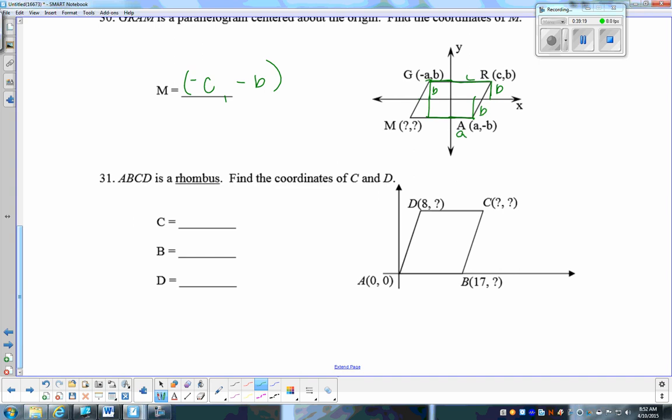31, ABCD is a rhombus. Find the coordinates of C and D, and this time we have actual numbers. So we know D is 8, so if we drop our perpendicular to see the distances, this little distance is 8. We don't know this horizontal or the vertical distance. We know OAB is 17, which means everything has to be 17. All of our sides are 17. So to find the x value for C, we know we have to go over 17 units from 8, so do 17 plus 8.